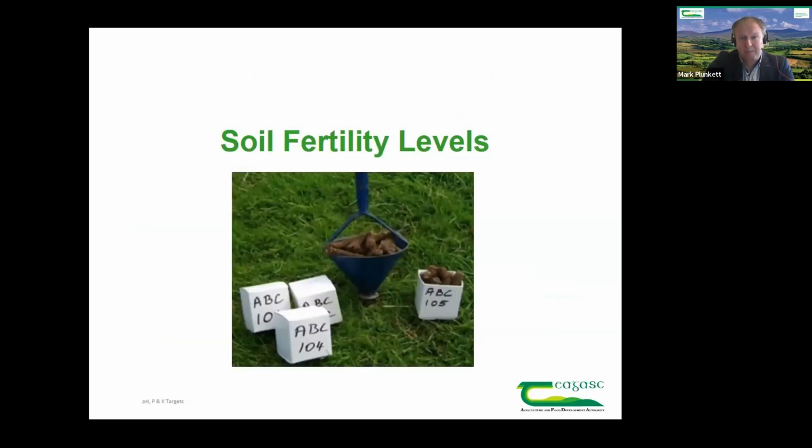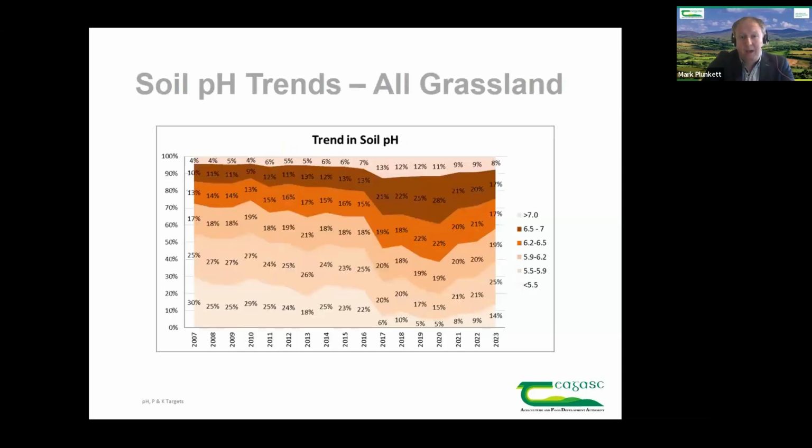Pat has spoken to us already about soil fertility levels, but I'll just hone in on something that's pretty close to my heart, the whole area of lime. We have made good progress from about 2012 up to about 2016, 2017. We've seen some stabilization up to about 2020, but unfortunately, for the samples that are coming into Teagasc, we are seeing that soil fertility is declining on Irish farms. So that is a major concern.